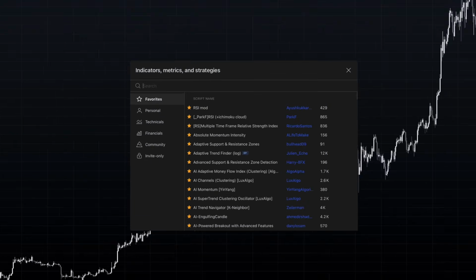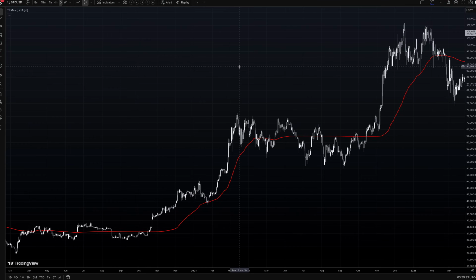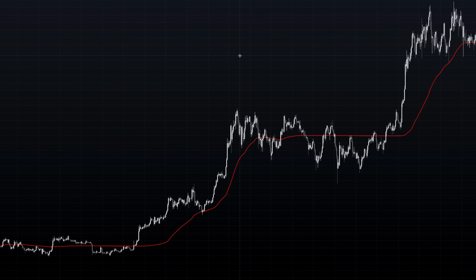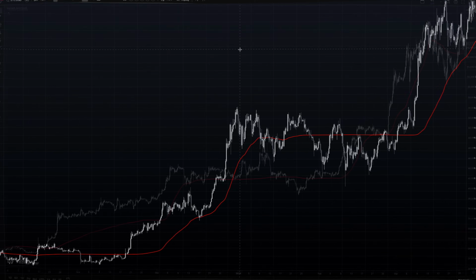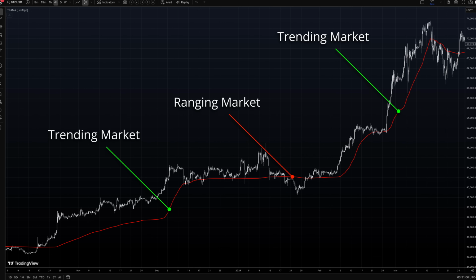TRAUMA: Trend Regularity Adaptive Moving Average. Developed by LuxAlgo, this indicator applies adaptive logic to moving averages by adjusting its responsiveness based on trend regularity. The method works by evaluating whether the highest or lowest price values have changed over the defined length. If so, it interprets the market as trending and adjusts the adaptive coefficient accordingly.